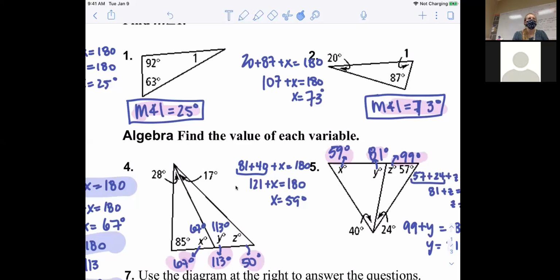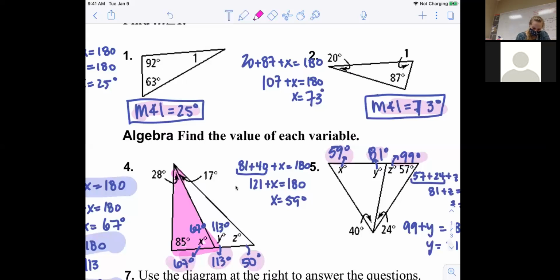Any questions? Any thoughts? Yeah, Maggie? Yeah, so I'm going to talk about number 4. 4, 5, and 6 are all very similar. What happens here is that we have to use the other triangle to solve the second triangle. In order to do that, first I got to find the easiest angle. So on this one in number 4, I have 28, 85, and then x. We can easily add those up, subtract from 180, and get what x is.